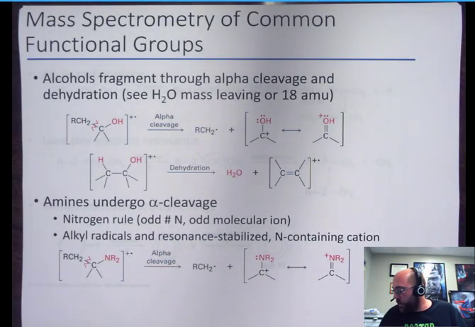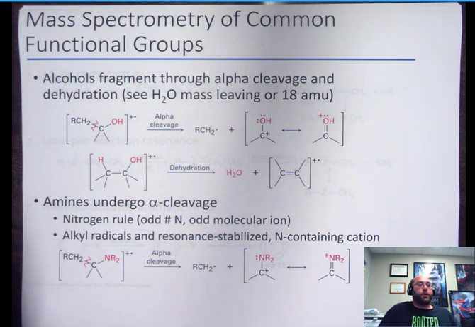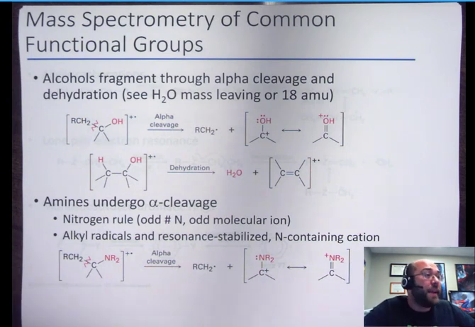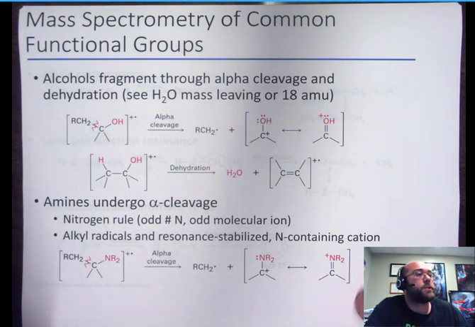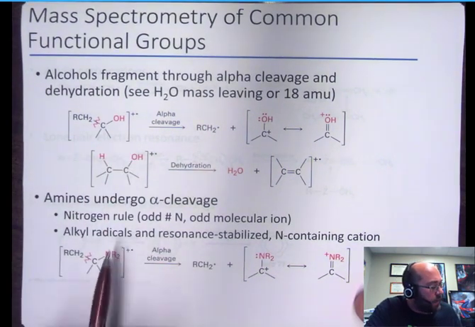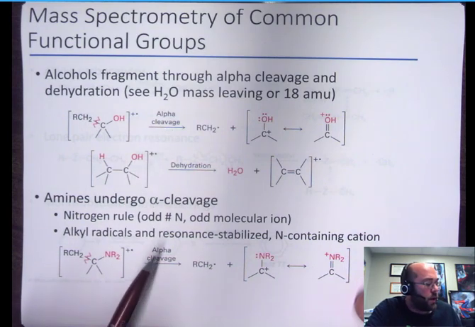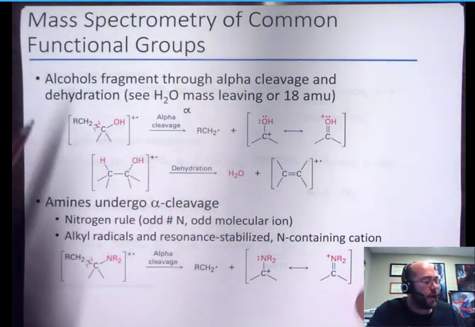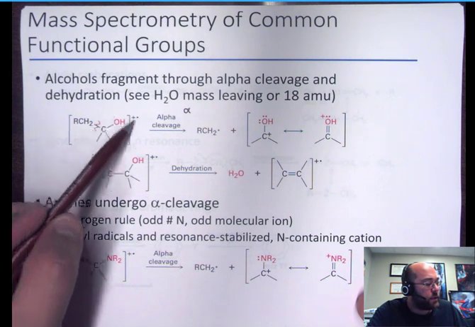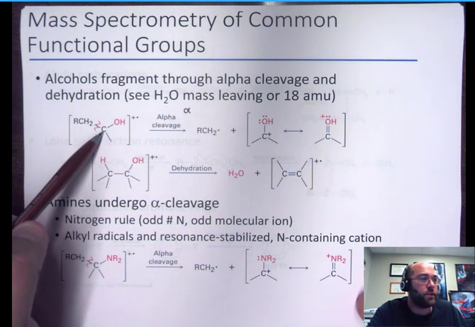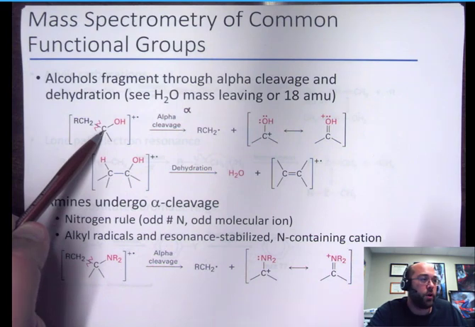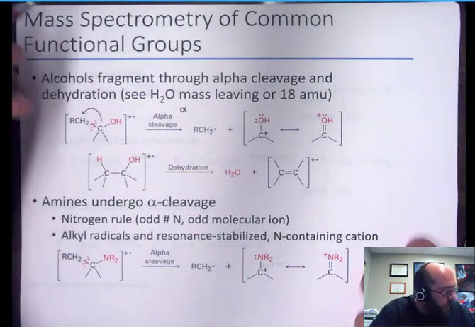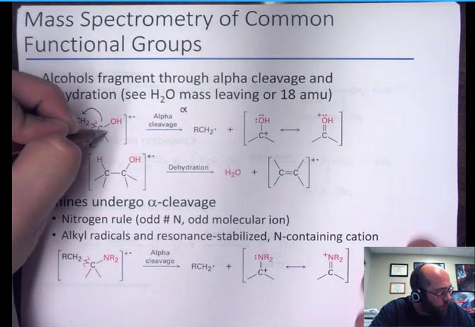Now, if it's just an alkyl chain, it's usually something as simple as just cutting some carbon-carbon single bonds. When you have different functional groups like alcohols or amines, we see other predictable fragmentation patterns emerge. Both alcohols and amines undergo what's called an alpha cleavage. So we have to think about what that alpha means. Look at your alcohol functional group. There's the carbon it's attached to. That's ground zero carbon. And if you take one step in either direction, let's say that's a carbon, and that's a carbon.